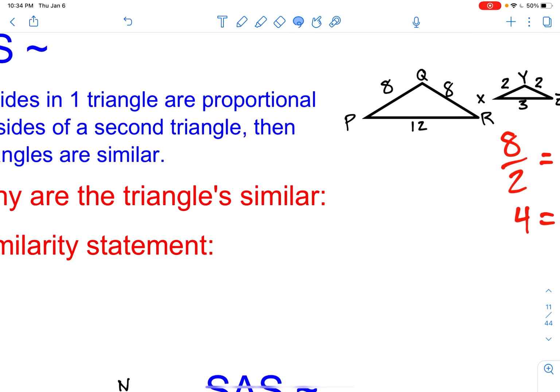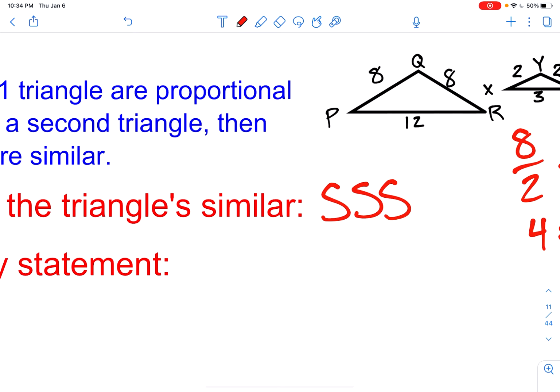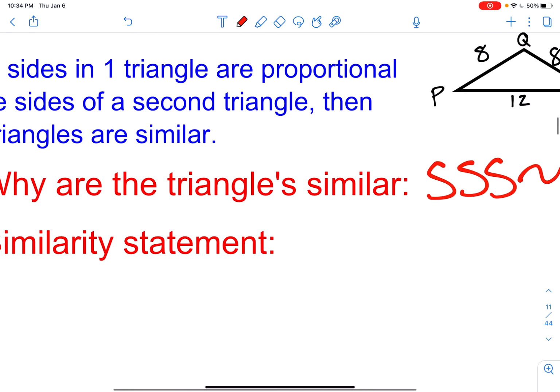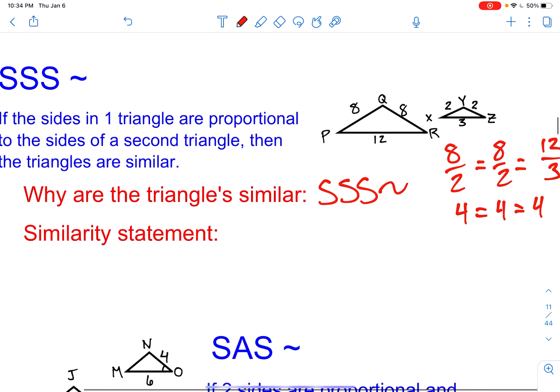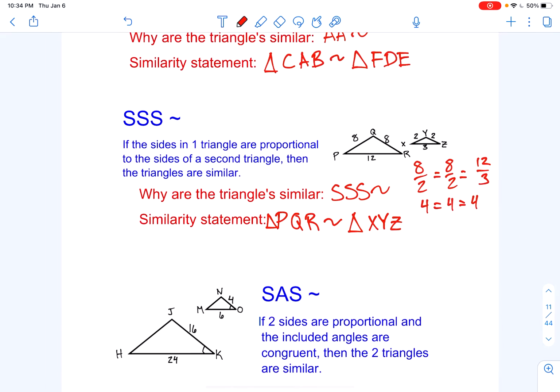Why are the triangles similar? By side similarity. What's the similarity statement going to be? I can go PQR, triangle PQR is similar to triangle XYZ. And there we go.